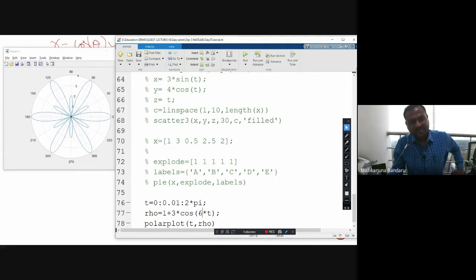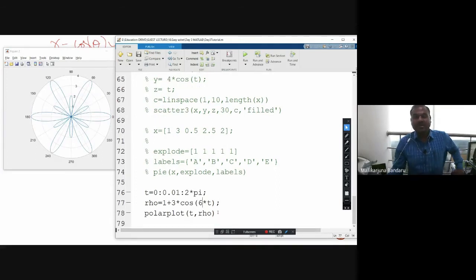It's clear how easily we are drawing, but manually to draw these polar plots is very difficult. Using a single syntax, polar plot, t comma r, or if you'd like to give different colors also, you can give for this. I think I already gave the syntaxes, the different styles, the different markers, like the circle, a square, or plus, or star, whatever you'd like to make it.